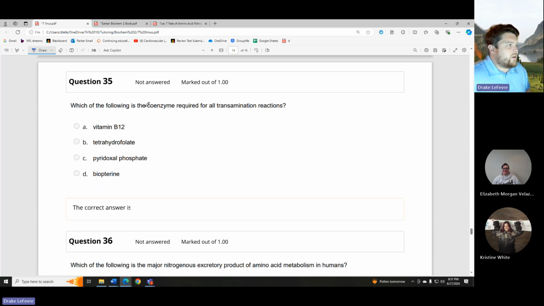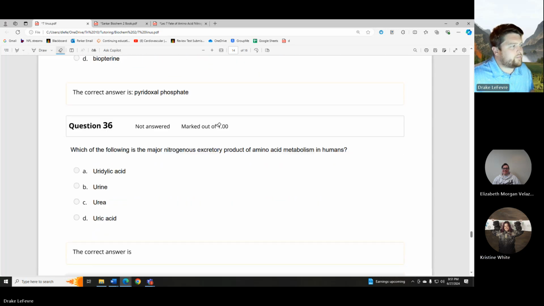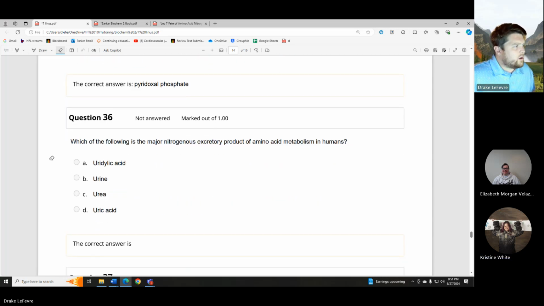Speaking of which, which of the following is a coenzyme required for all transamination reactions? Pyridoxal phosphate, aka B6. Which of the following is the major nitrogenous excretory product of amino acid metabolism in humans? Urea. Correct, urea.